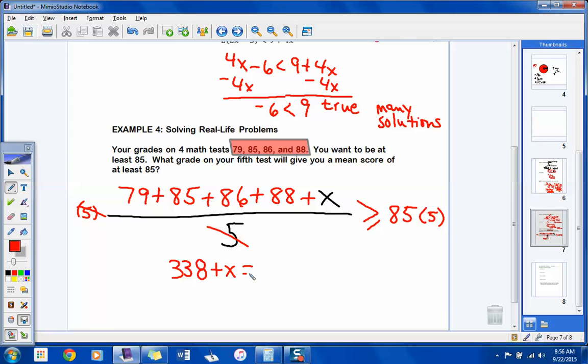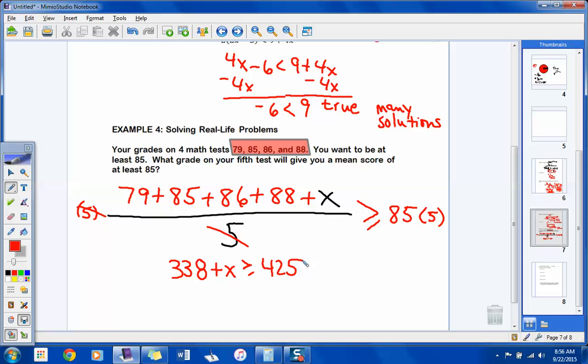What do I have to do on the right side? Whoops, I already made a mistake. See, I'm guilty of it. Did you see what sign I just put in there? I just threw an equal sign. Habit. What sign do I need to put in there? 85 times 5, what is that? 425.